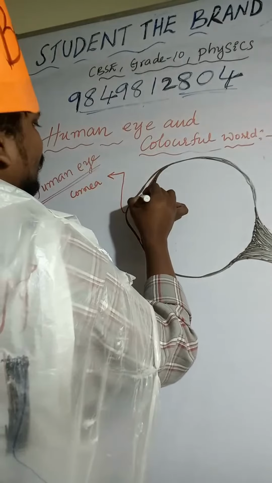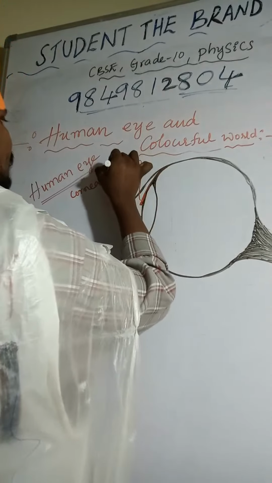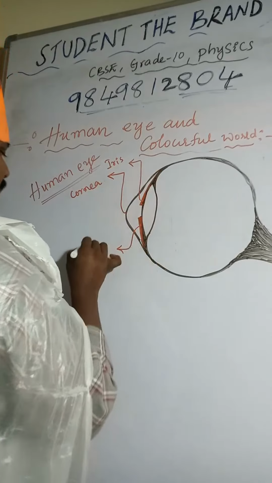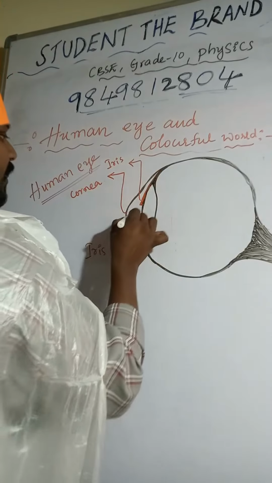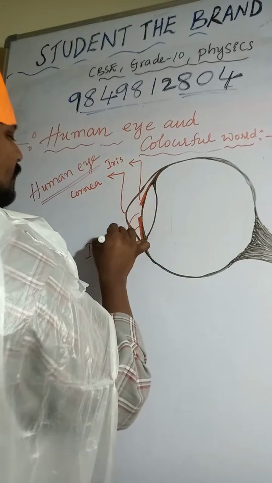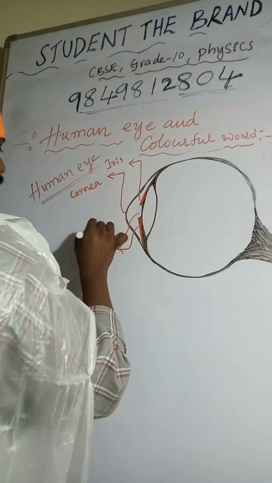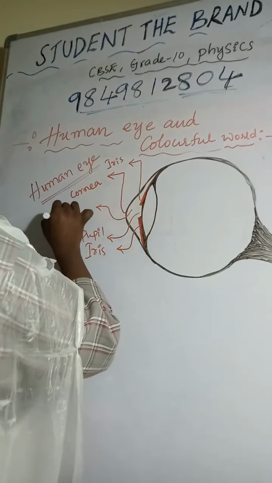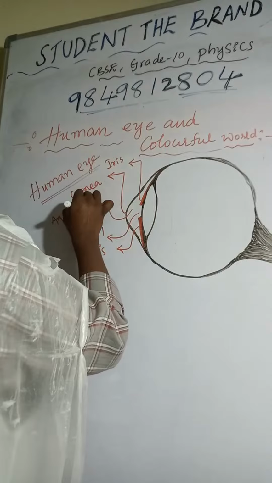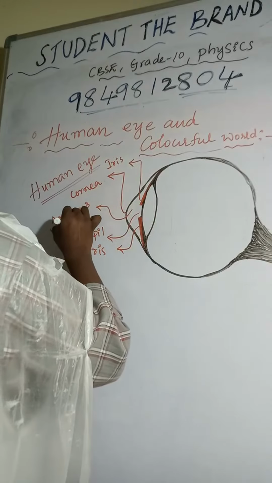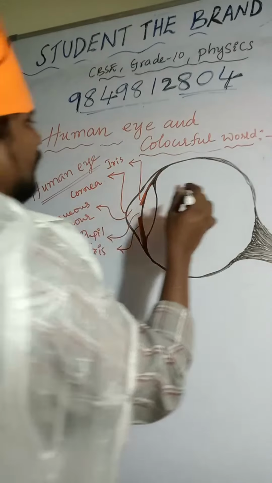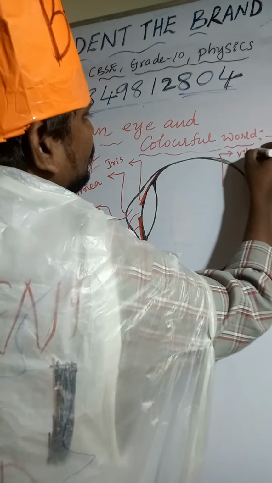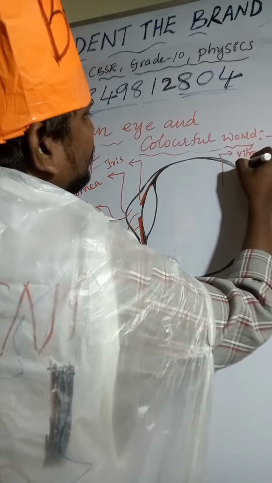And this is the iris, and down here also iris only. And this gap is called the pupil. This is the aqueous humor. And this portion is called the vitreous humor.